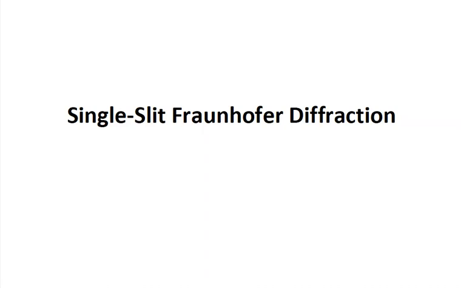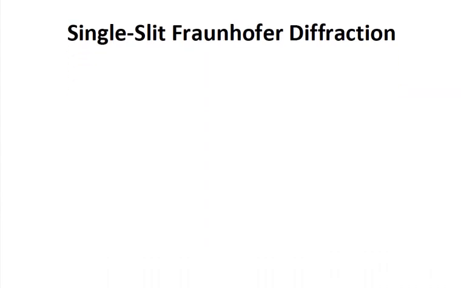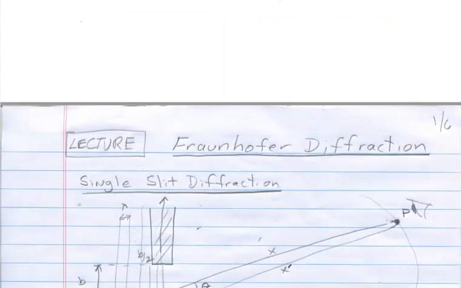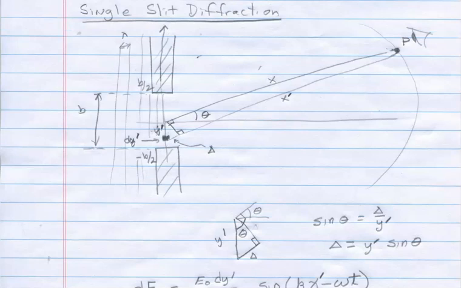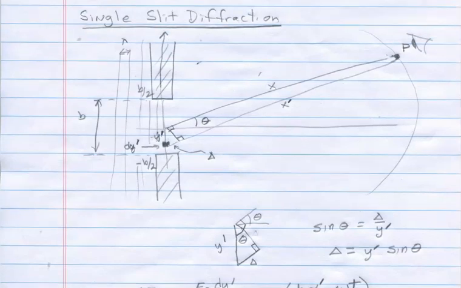Well, in this portion, we'll look at the single slit Fraunhofer diffraction, and I'll need to explain this. It's essentially a finite width slit, but the Fraunhofer diffraction tells us something about the source and the detector distances. So let's look at a single slit.